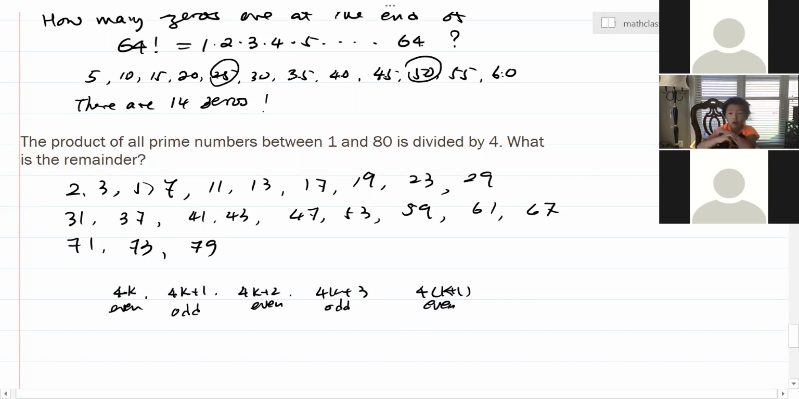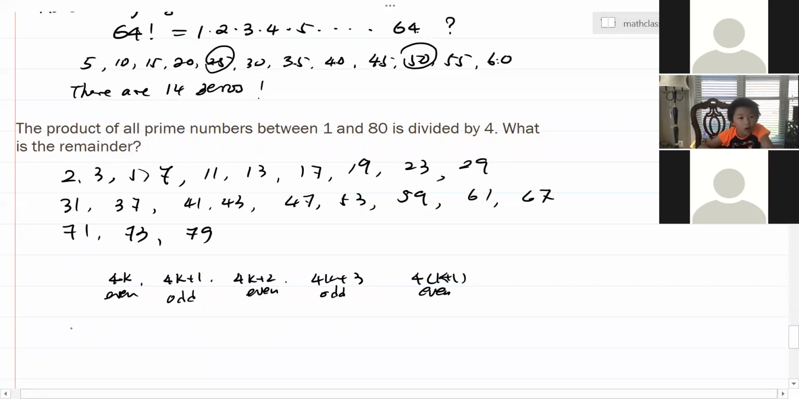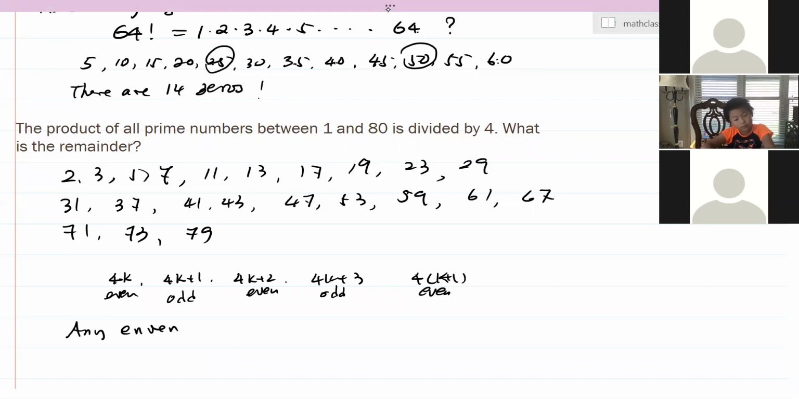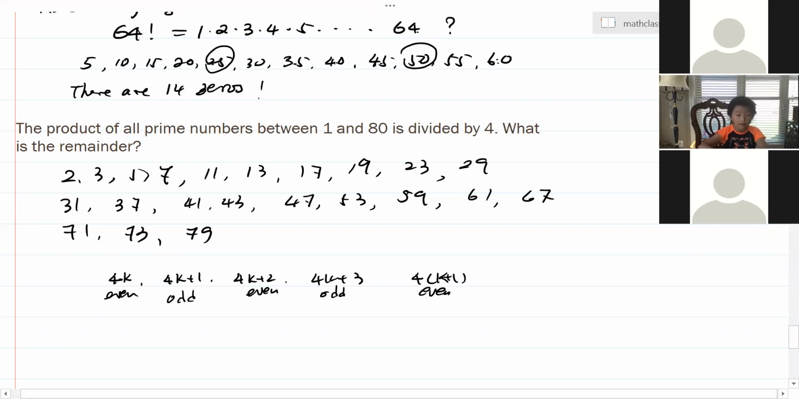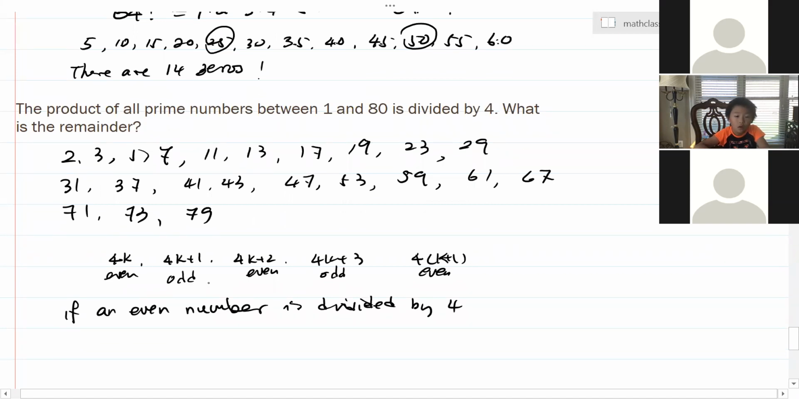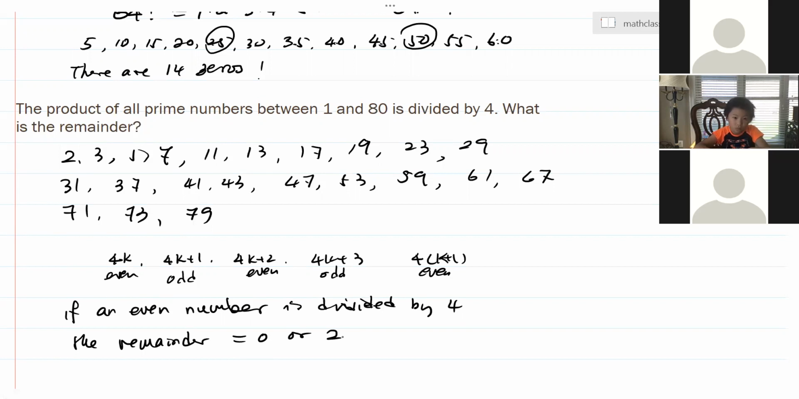Okay, look at the even number. If an even number is divided by 4, what kind of remainder are you going to get? What are the possible remainders? Looking at my pattern here, the remainder is either 0 or 2. So your answer is either 0 or 2, so you only have 2 possible answers because it's divided by 4.